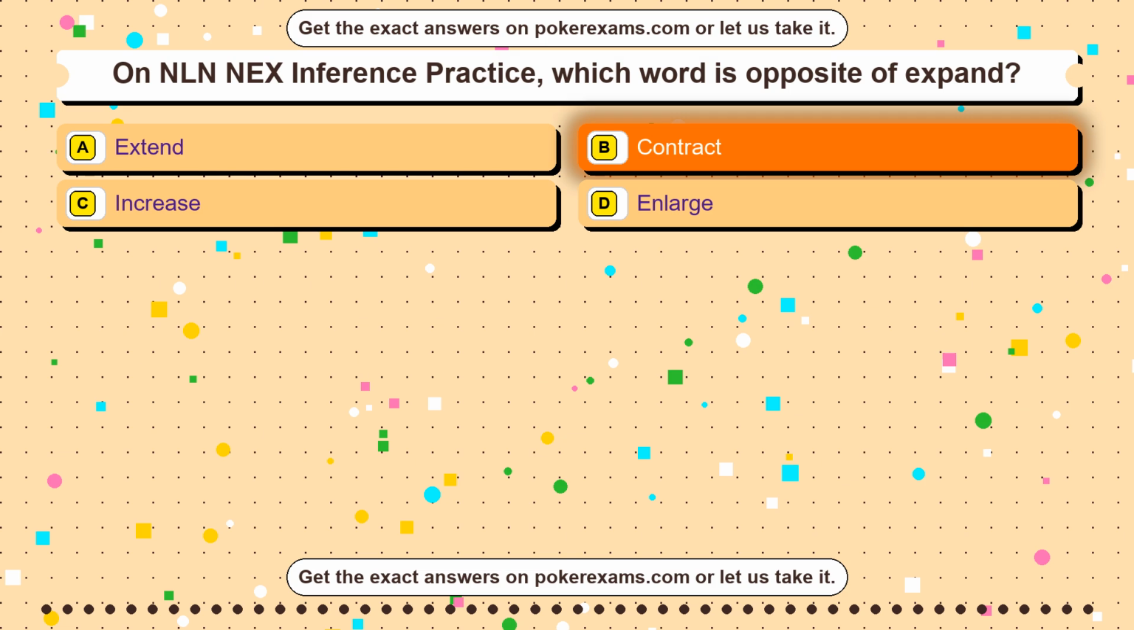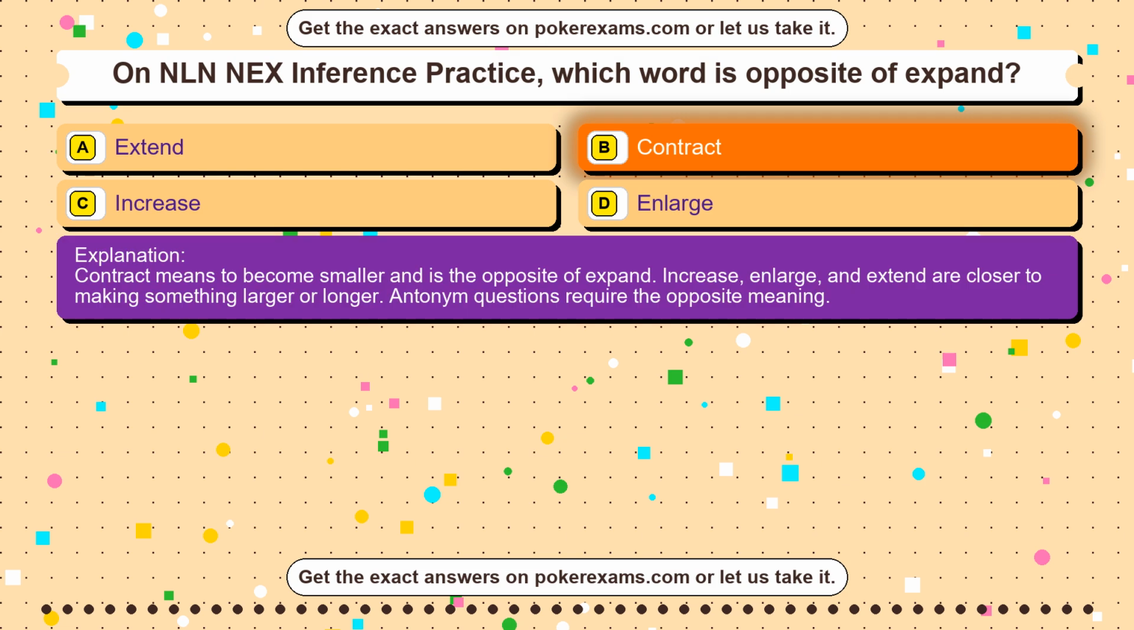Contract. Contract means to become smaller and is the opposite of expand. Increase, enlarge, and extend are closer to making something larger or longer. Antonym questions require the opposite meaning.